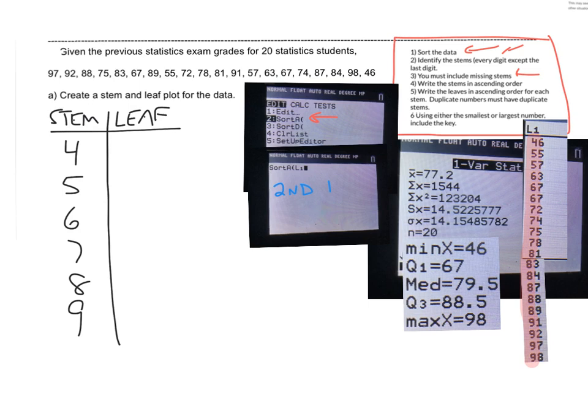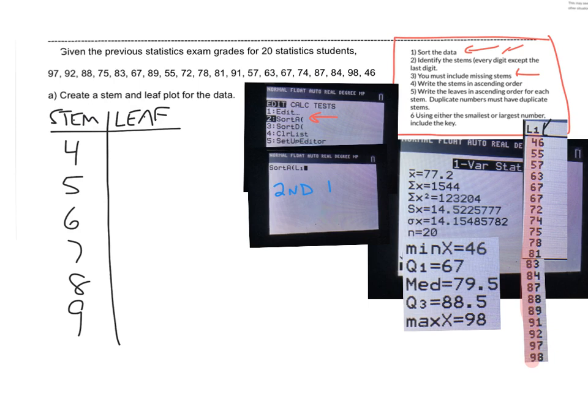So let's say I have my data values and I had 46, but let's say I was missing the numbers in the 50s and I went up to 63. I would still have to include the 5 as a stem, even though there were no numbers in the 50s, because you must include any missing stems that go from your smallest number to your largest number.